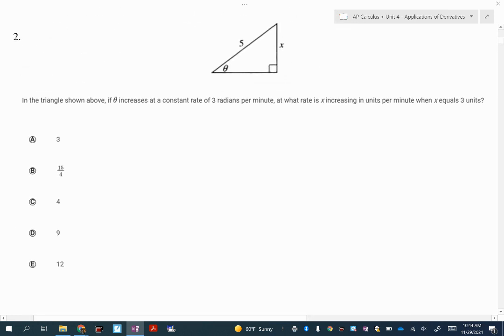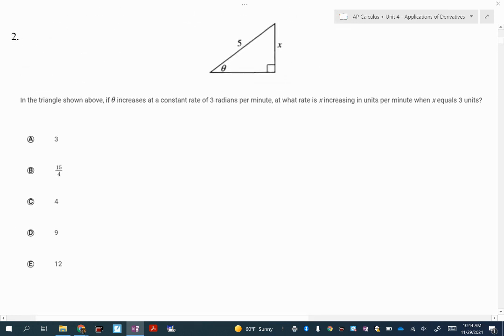Number 2, we have a triangle where theta is increasing at a constant rate of 3 radians per minute. At what rate is the side length x increasing in units per minute when that side length is equal to 3 units? All right, so what I first noticed about this is that I have to come up with some type of equation that relates all this together. And I have a right triangle, so I'm thinking about SOHCAHTOA here. And if I use the sine of theta, right, so the sine of theta is equal to the opposite side over the hypotenuse. Okay, so now I'm going to differentiate.